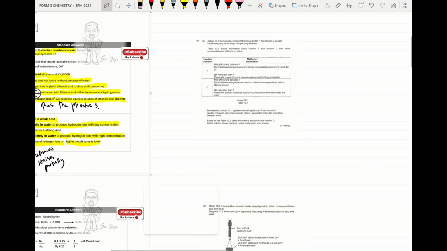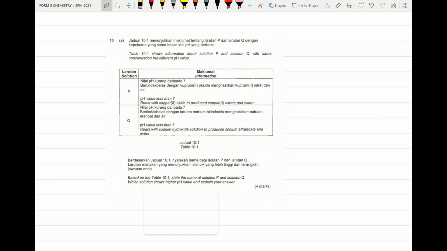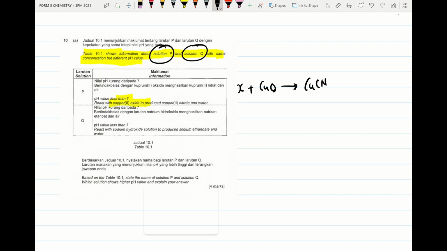Try to look at this question. Table 10.1 shows the information of solution P and solution Q, with the same concentration but different pH value. The pH value is less than 7. It can react with copper(II) oxide to produce copper(II) nitrate solution. That means here we take the acid. So this acid reacts with copper(II) oxide to produce copper(II) nitrate. That means the acid contains nitrate ion. So the name of this acid will be nitric acid.